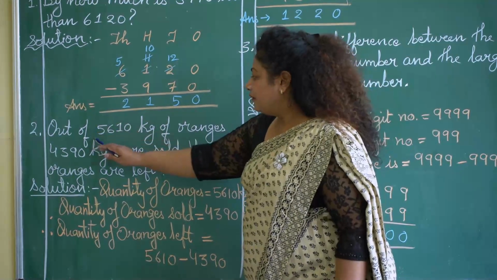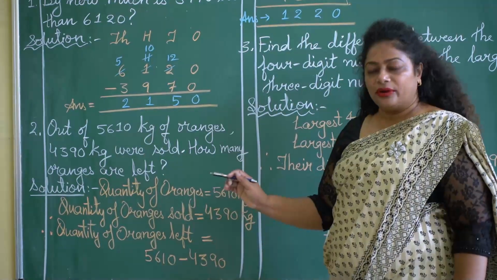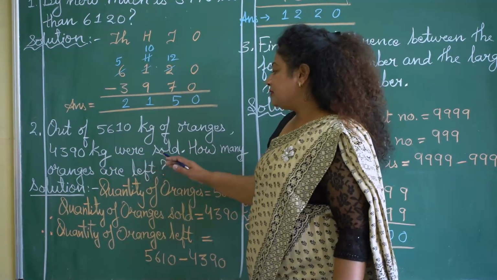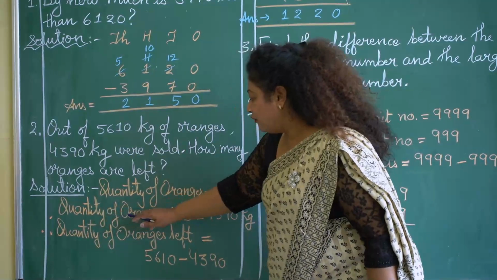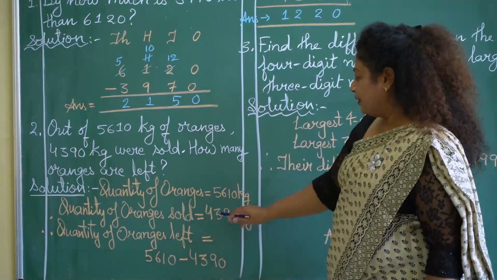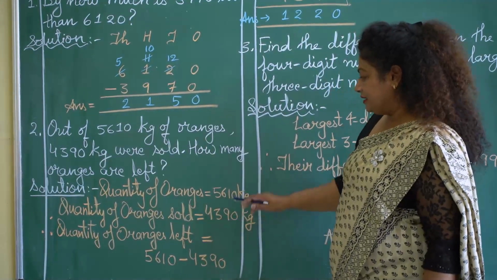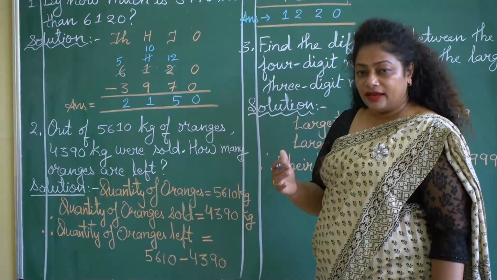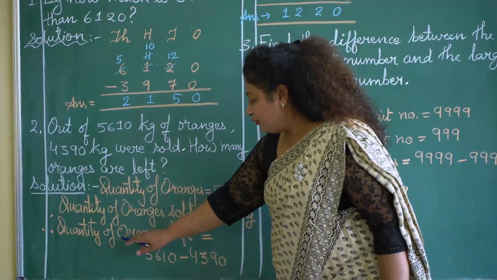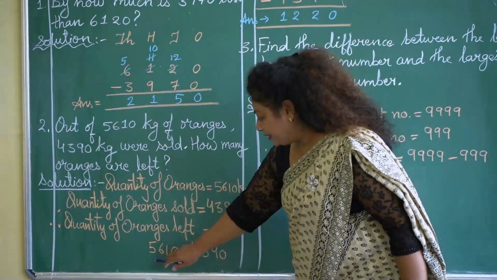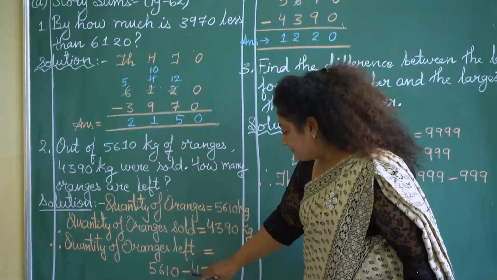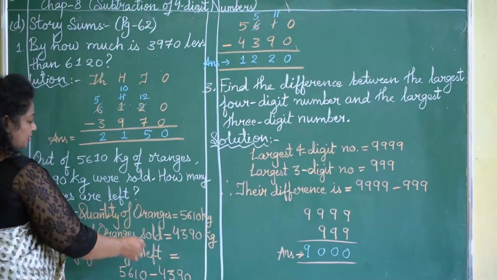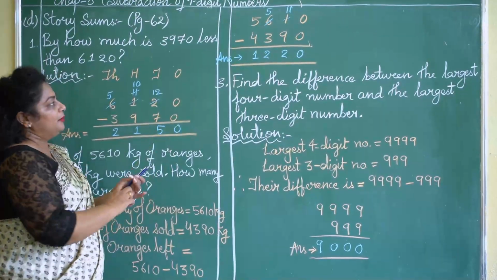Now out of 5610 kg oranges, 4390 kgs of oranges were sold. So we'll write quantity of oranges sold. It is 4390. Now in order to find the quantity of oranges left with us will be, quantity of oranges left will be 5610 minus 4390. I'll show you the subtraction part on the second part of the blackboard.